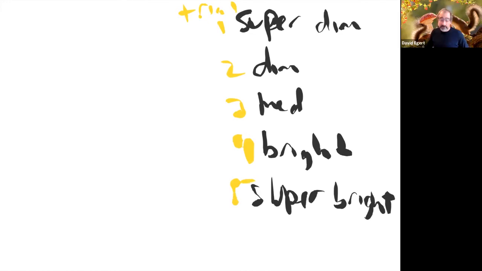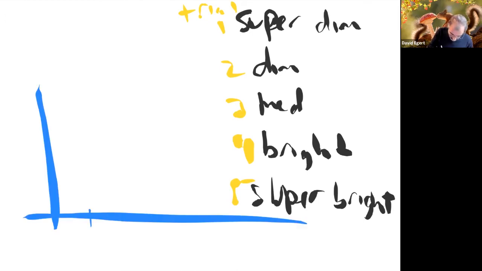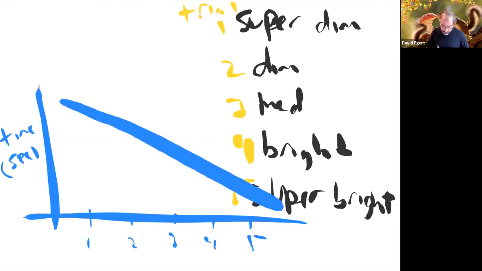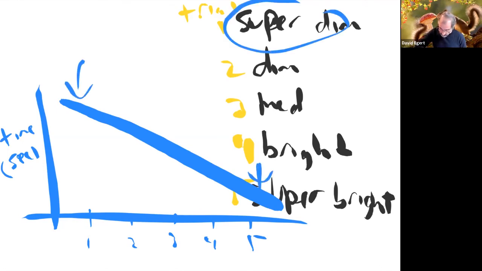And I get my data. And I look at my data here. This is trial 1, 2, 3, 4, 5. And then I look at my timing of the reflex. How long did it take? And let's say I get something like this. I'm like, stoked, look at that. It took a lot longer in the super dim and it was way faster in the super bright.